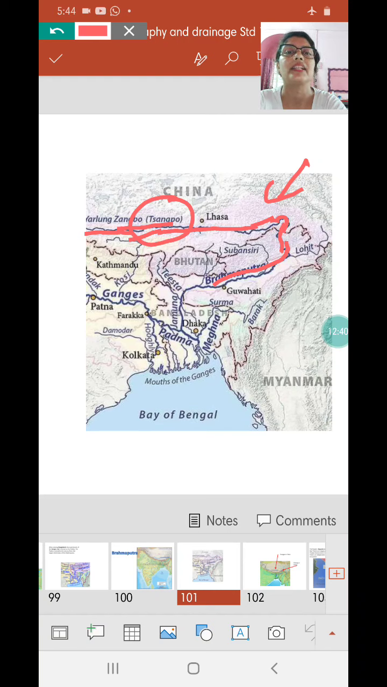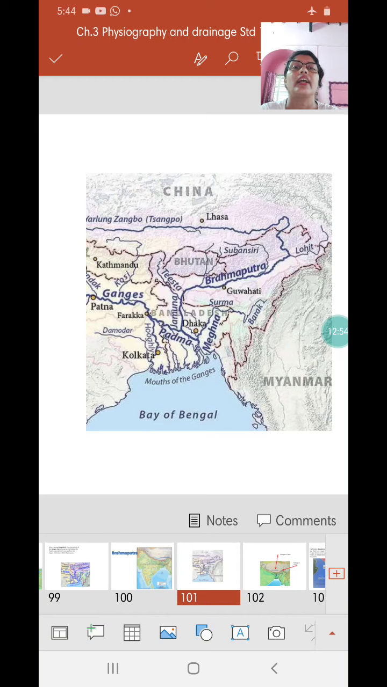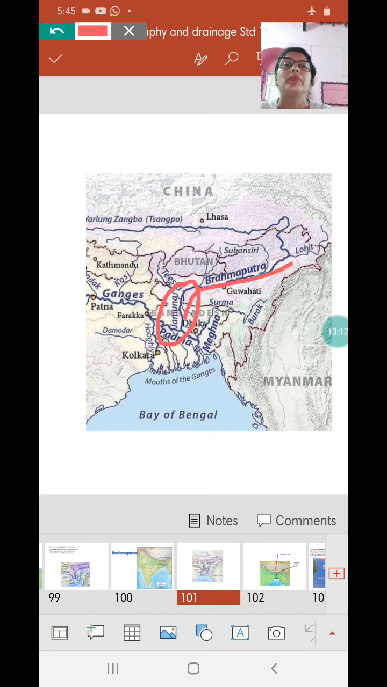We studied the northern plains, and there we talked about these Brahmaputra plains or the Assam plains. Ultimately it enters into Bangladesh. Now here in Bangladesh, it's not called Brahmaputra anymore. It is called Jamuna, you can see Jamuna over here. Now Brahmaputra is called Jamuna. Jamuna meets Padma, and it is joined by another river, that's Meghna.